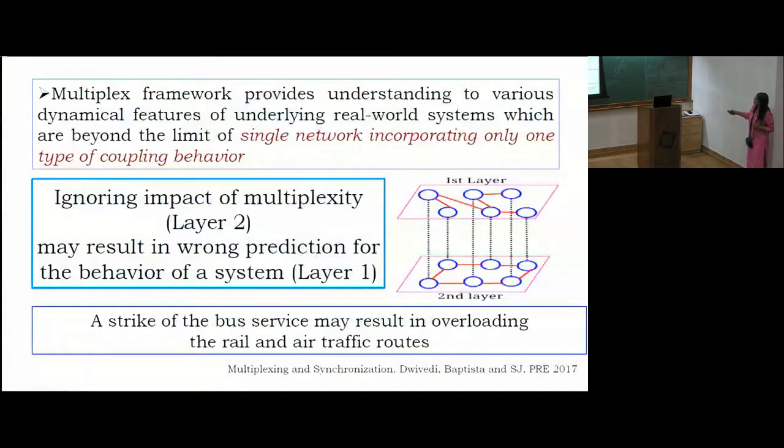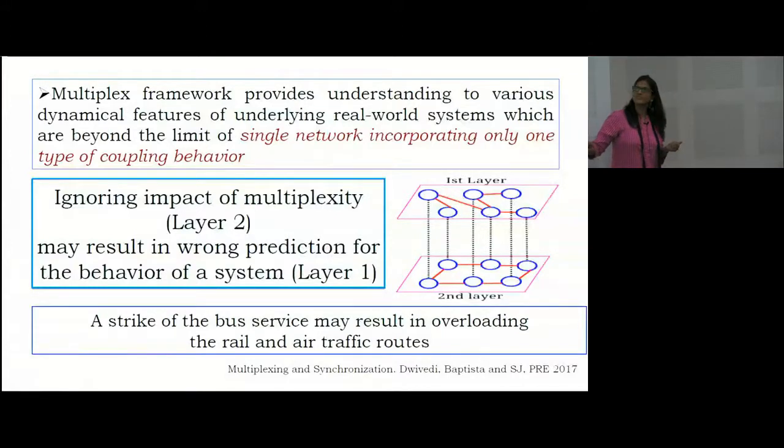So multi-layer frameworks provide understanding of various dynamical features of those systems which are beyond the limit of a single layer. The point here is that, ignoring the impact of multiplexity, we may get wrong predictions of the behavior of this layer. For instance, a strike in bus service, which may be this layer, may result in overloading the air or rail traffic. So if we ignore the connectivity of this layer, we may not be able to understand the sudden increase or decrease in the activities of this layer. So we may not be able to predict.